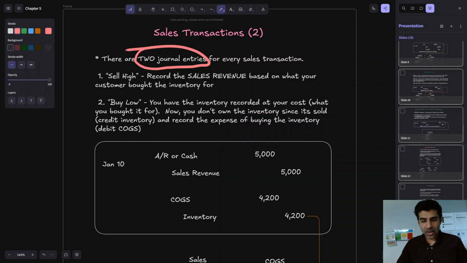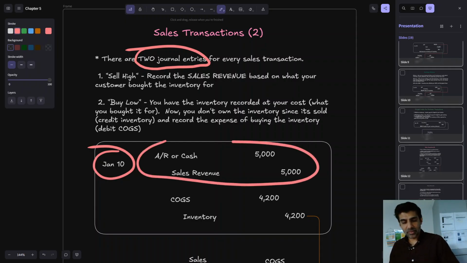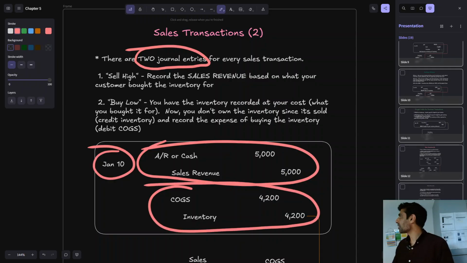So there are two journal entries. You see we have one sales transaction. It's dated the same, but there are two parts to it. One part captures the revenue, and one part captures the expense. The revenue is how much you've sold it to your customer for, and they're going to either pay you cash right then and there, or you're going to have an account receivable. It's going to be one of those two options.